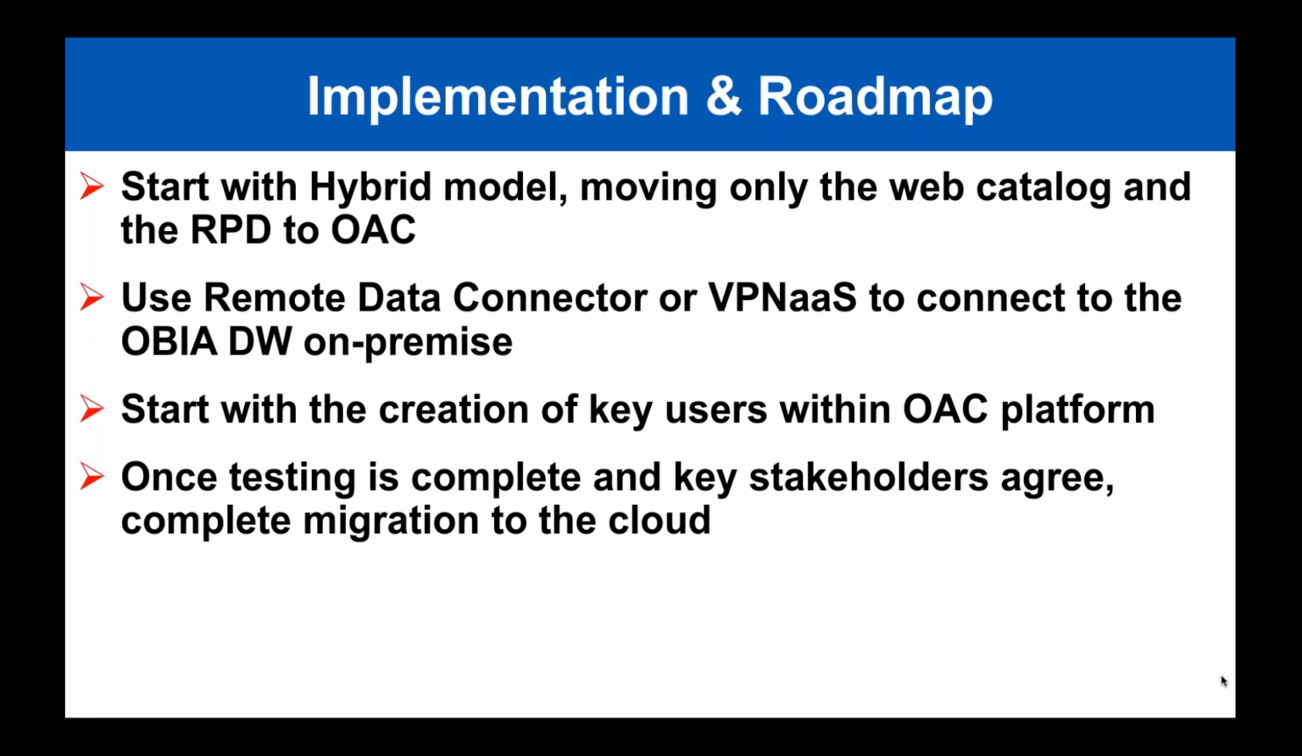You can use remote data connector or VPN as a service to connect to the OBIA data warehouse on premise. Remote data connector is a very small software. I'll cover the steps for that in the next slide. VPN as a service is just like it sounds. You VPN to your on-premise database from the server of OAC in the cloud. You start with the creation of key users within the OAC platform. And then once testing is complete and key stakeholders agree, you do a complete migration of OBIA to the cloud.